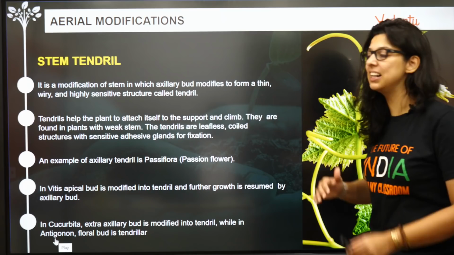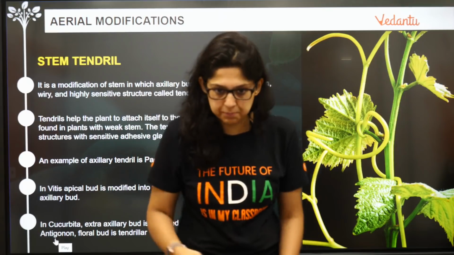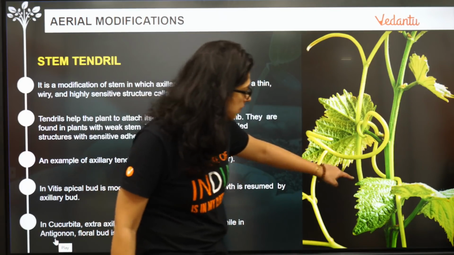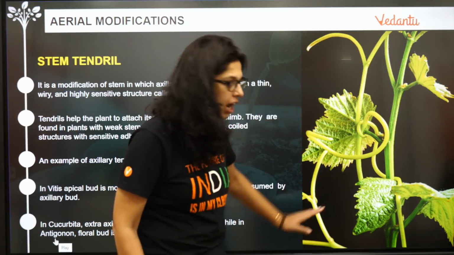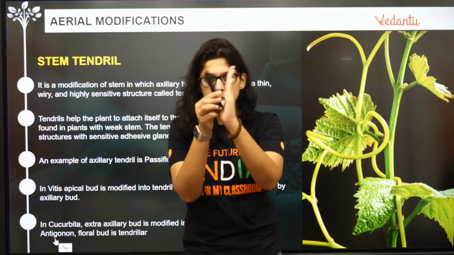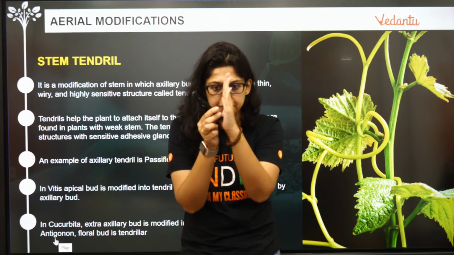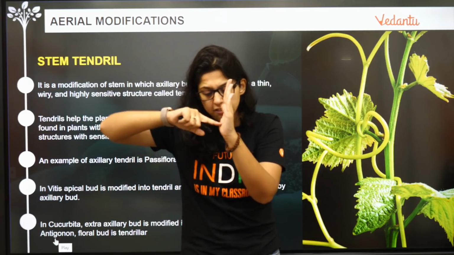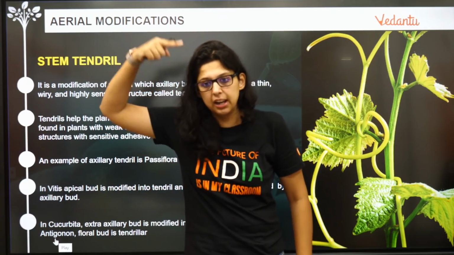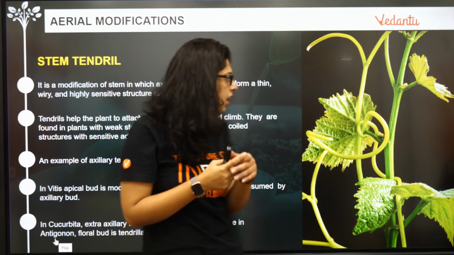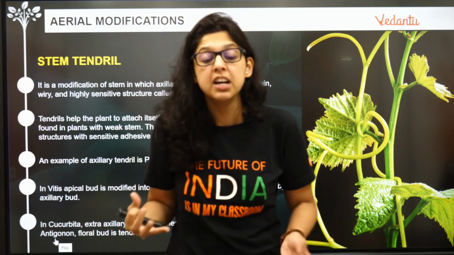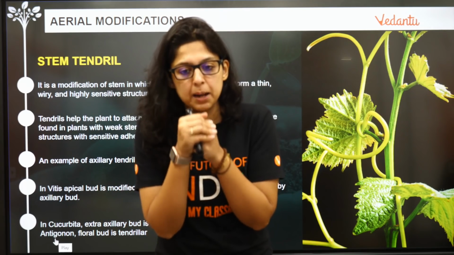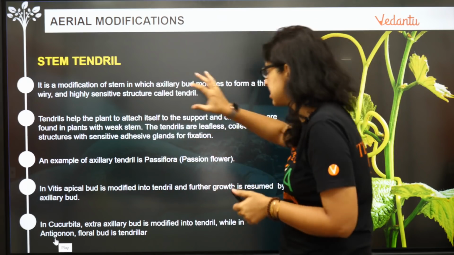So what is a tendril? Tendril is a modification of the stem. Can you see this tendril-like thing? The stem has a leaf, and from where the leaf comes out, there is a tendril. If you look at the tendril, it helps to cling. It helps for support and clinging. It's a modification of the stem.